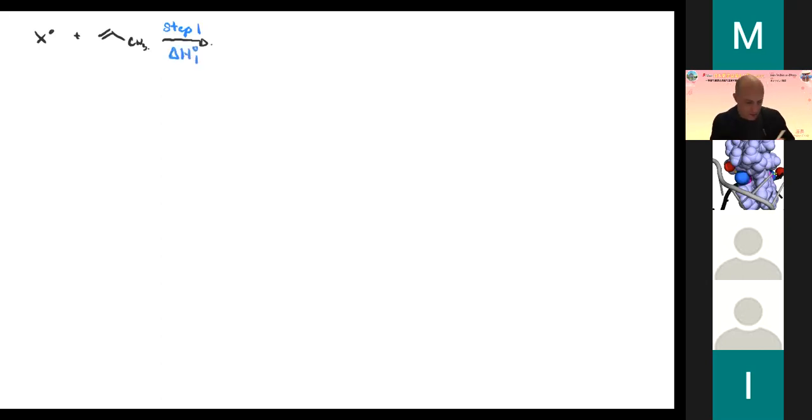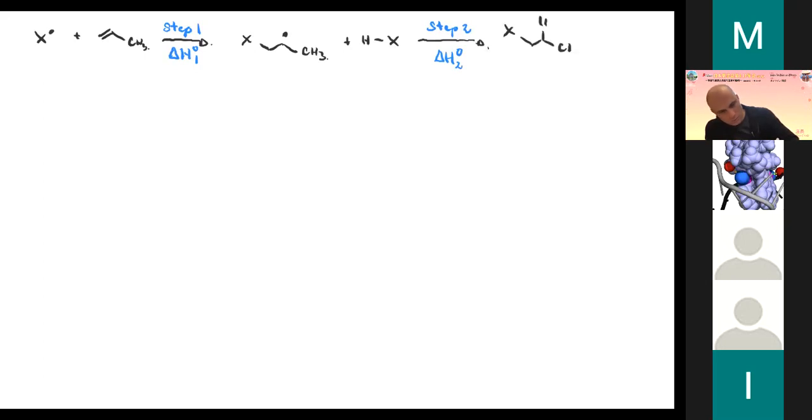We know that the first step is going to involve addition of that radical to the alkene, to form an alkyl radical intermediate. And then the second step is reaction with HX.